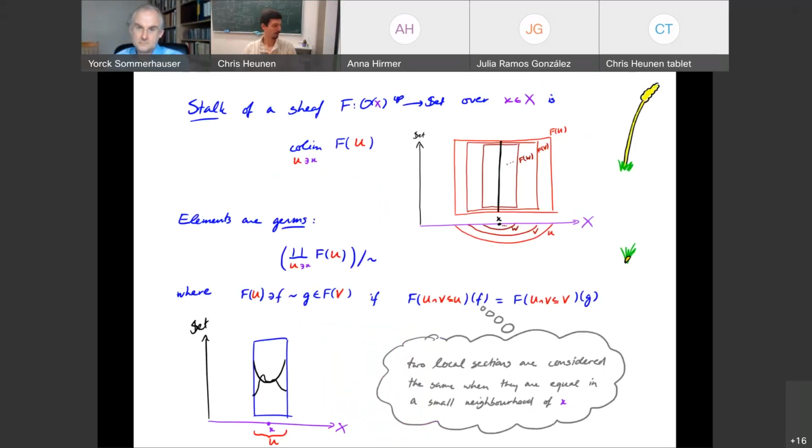Now I need to go a bit further because we've only talked about opens so far, and I want to talk about points at the end of the day, points of the base space. So what a sheaf did, it assigned data to opens of the base space. What about if I have a point of the base space?